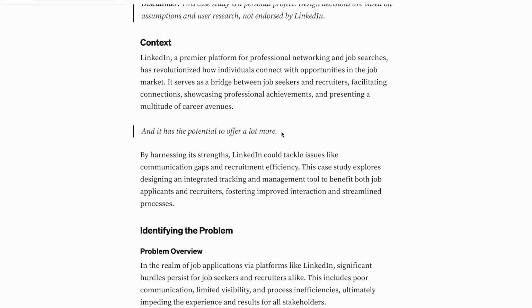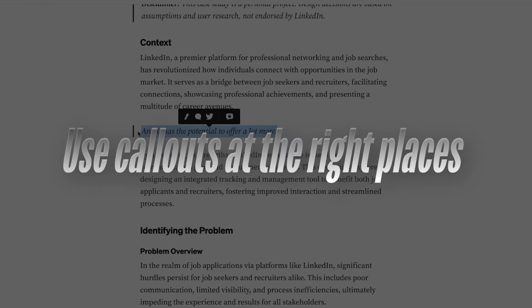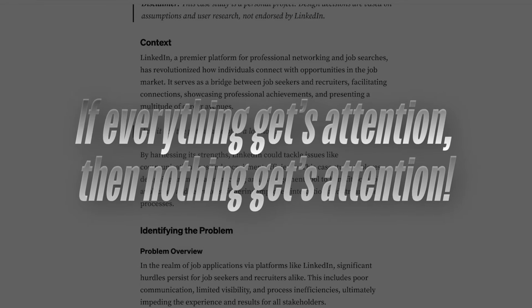Okay. So now tip number 3 is basically using callouts and text formatting, right? I like that he has actually said that it has the potential to offer more, because you want to take people's attention and make them focus on a particular paragraph or sentence using callouts, right? Now, there are many ways to do this. You can italicize, you can do bold, or any other formatting options. But make sure not to overdo it. If everything gets attention, then nothing ends up getting attention.